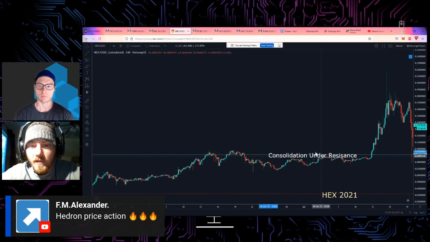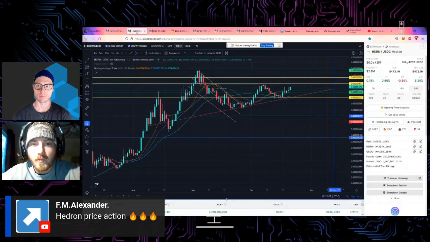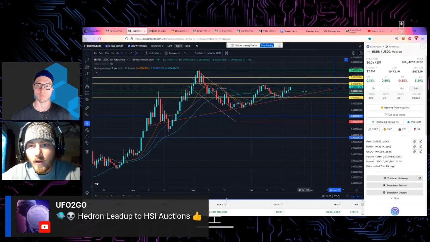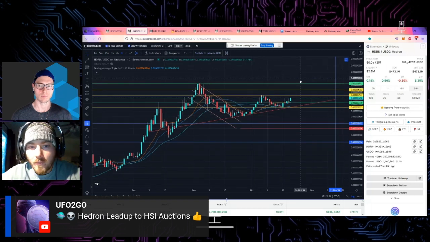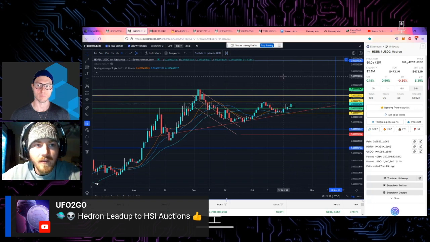And then we call this consolidation under resistance when this happens in the price. So what I'm looking for here on Hedron is a similar move of this triangle pattern forming under the all-time high resistance, and then some sort of an explosive move coming off into the auctions, where Hedron gets burnt and becomes extremely more rare. And it's all because the values in the HEX stakes.